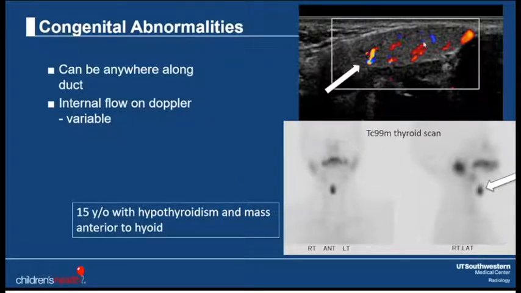This is, again, a well-defined mass lesion with internal echoes and flow demonstrated on Doppler. This was thought to represent ectopic thyroid tissue. Dermoid could also look like this, but again would not have internal flow. We did a thyroid scan, which demonstrates uptake within the lesion located anterior to the hyoid bone.